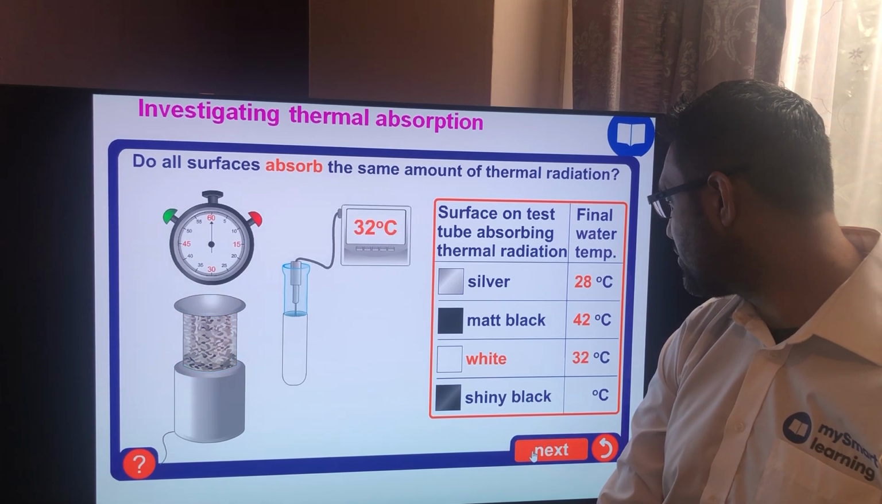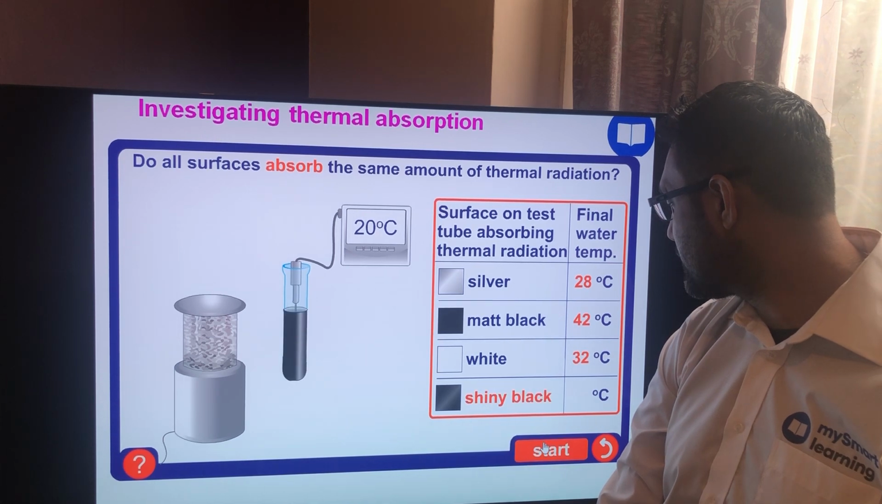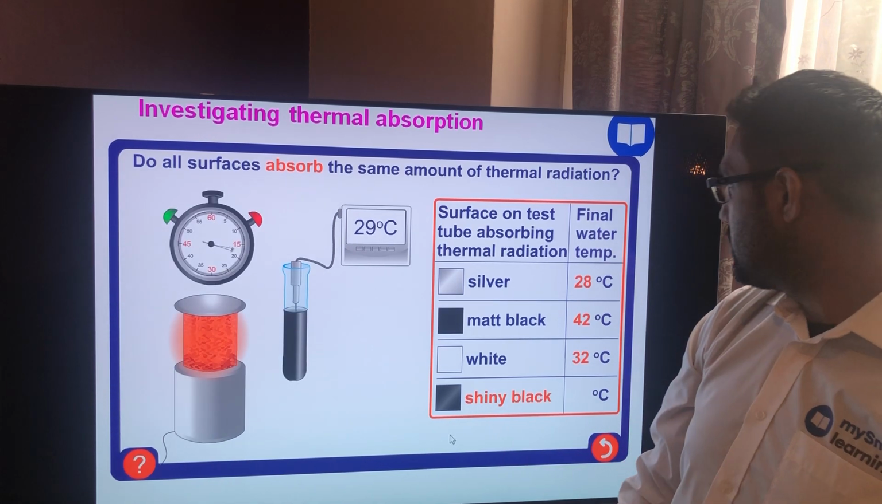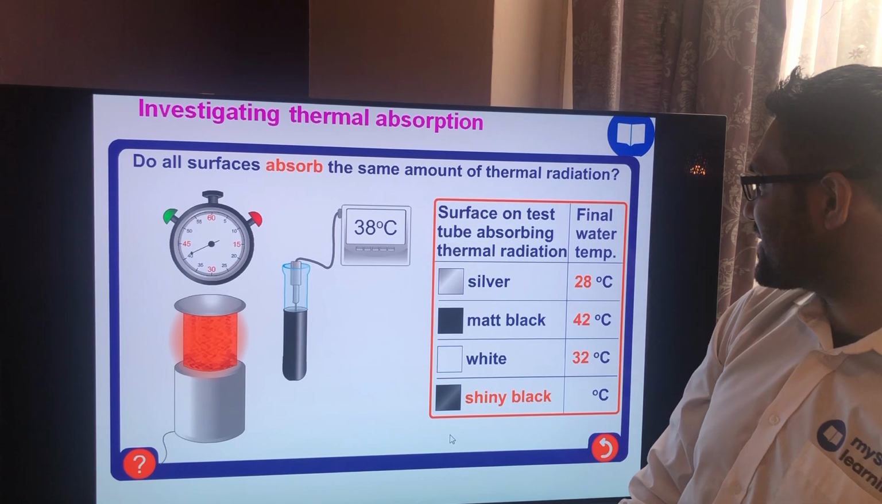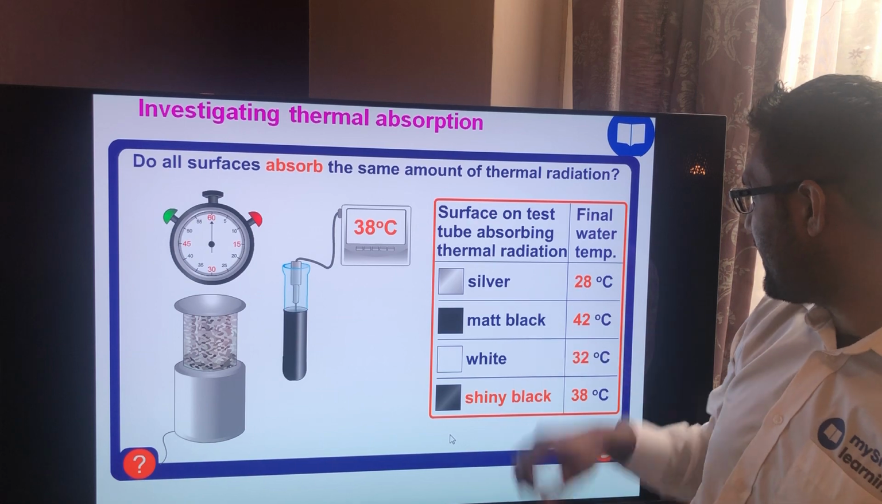Now what do you predict these numbers should be before they come up? What do you think shiny black will be? Between which numbers do you think? Okay, so let's have a go. So which is the best absorber of infrared radiation? And again, it's matte black.